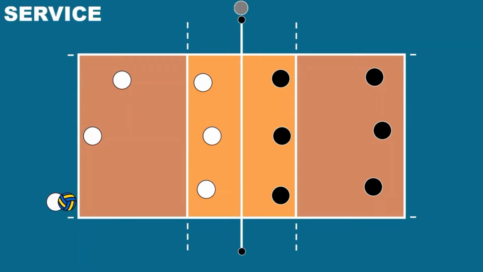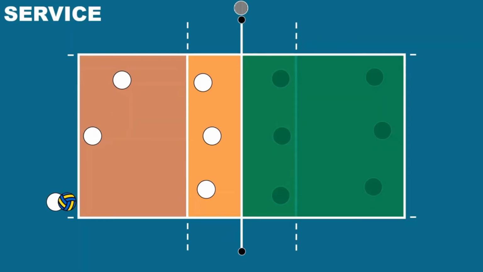Each point starts with a service, and for the service a player needs to hit here. The white team is serving, so they need to stand outside the court, outside this line somewhere in this area. They need to toss the ball, hit it by hand, and it should fall in this green area. Volleyball is basically a racket sport, but your hands are your racket.